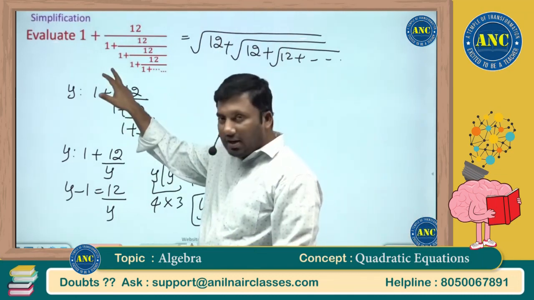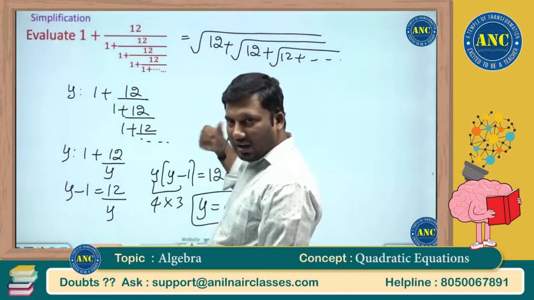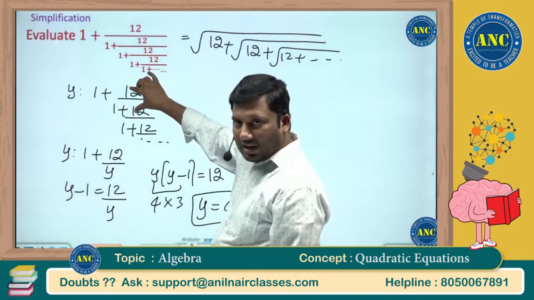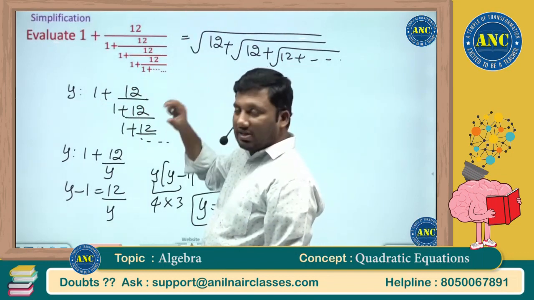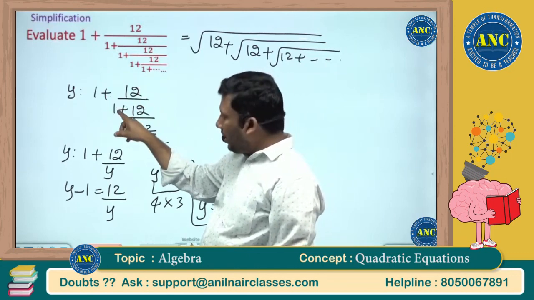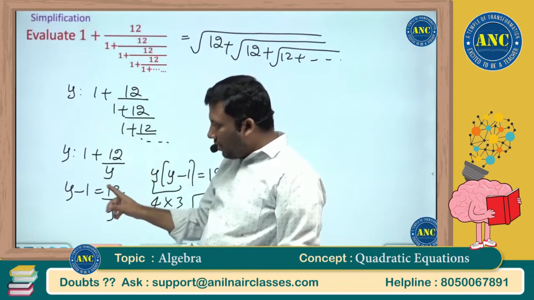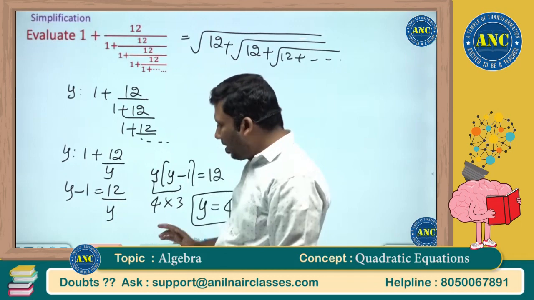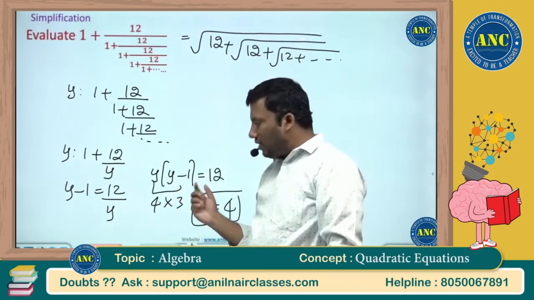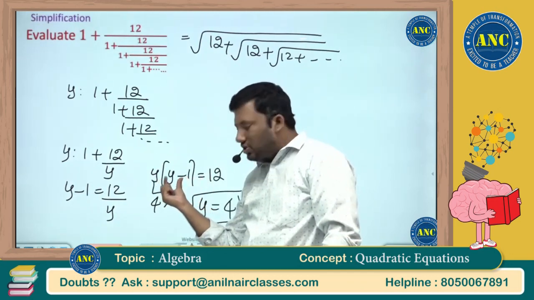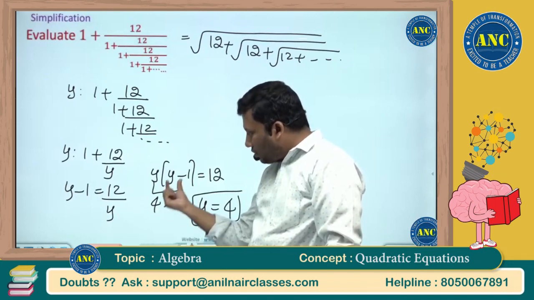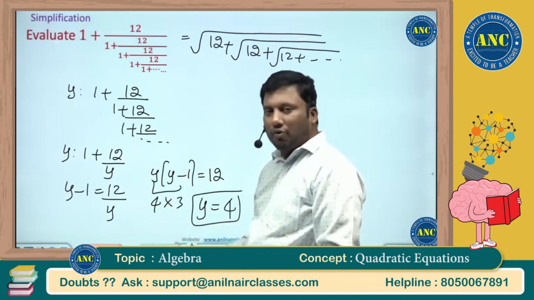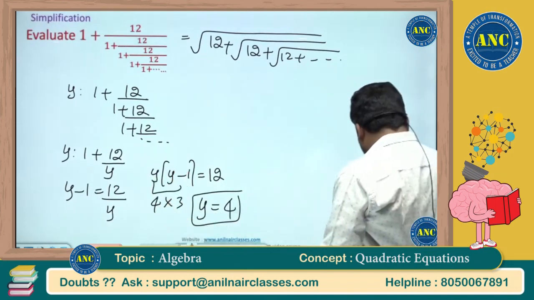So entire y is 1 plus something. In the previous case, I think I took it as y. Please ensure that it is corrected. 1 plus 12 by 1 plus 12, and so on, it is y. Y minus 1 is 12 by y. Y into y minus 1 is 12. These both are consecutive with a difference of 1. So the greater number is 4, into 3. I hope the idea is clear.